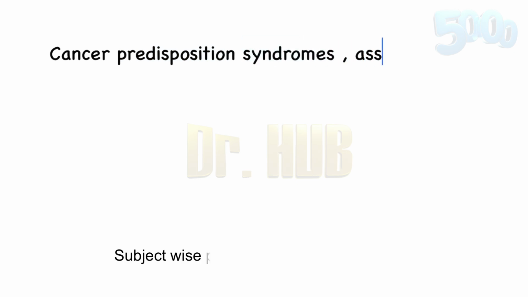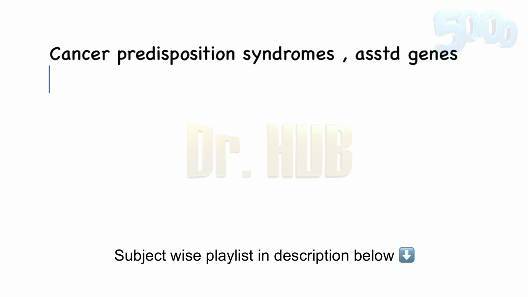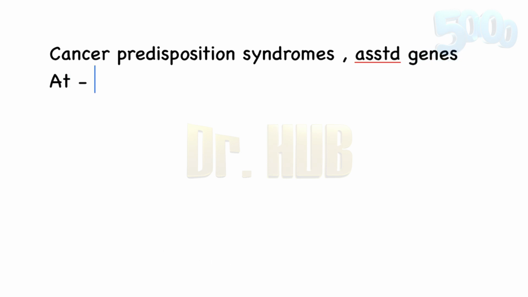Here we're going to look at the cancer predisposition syndromes and also the associated genes. To begin with, we look at ataxia telangiectasia. The gene involved is ATM, and the chromosomes are 11q22 as well as 11q23.